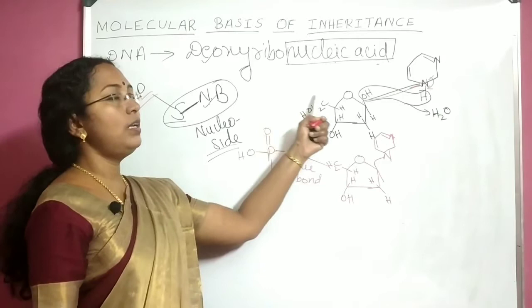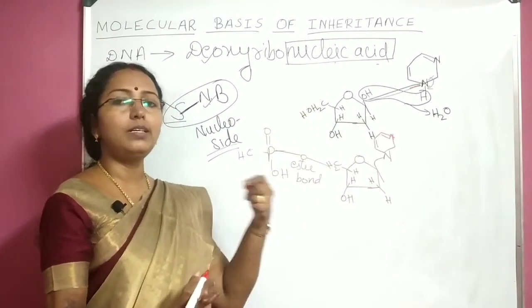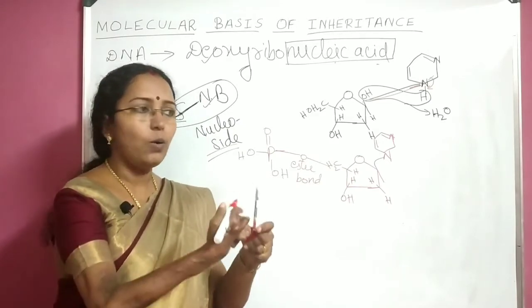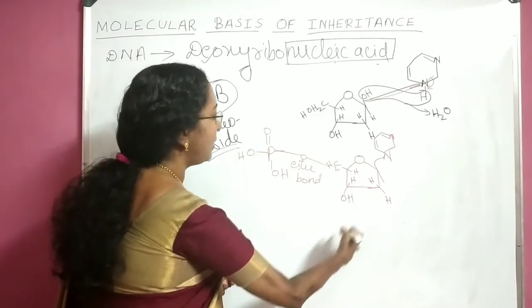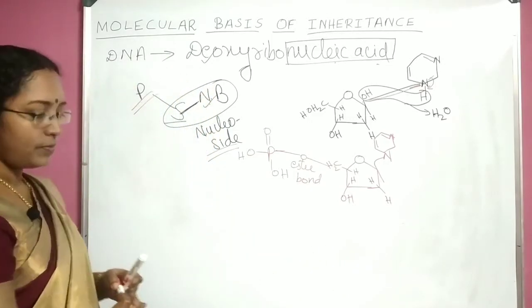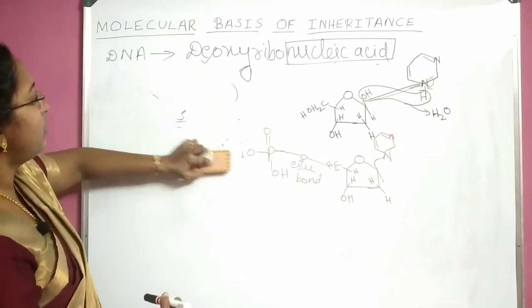Now I told you that n number of nucleotides are added one after the other to get the nucleic acid. So our next attention is on how one nucleotide is attached to the next nucleotide. That is our next interest here.